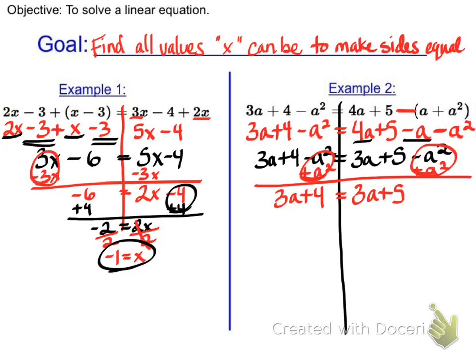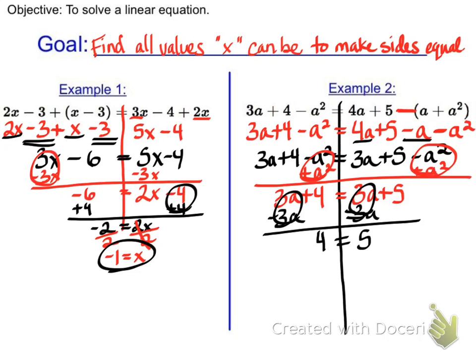So now I continue on. I want to get the a's together and alone. So I'm going to get them together by minusing 3 a's from both sides. But notice what happens. The a's disappear. And I end up getting 4 equals 5. But that doesn't make sense.